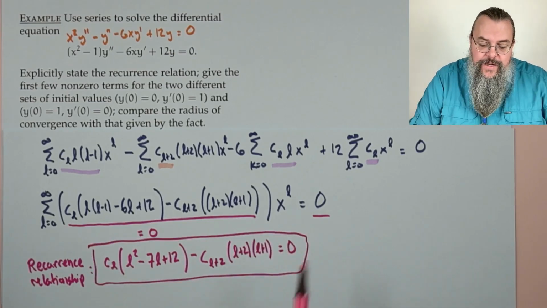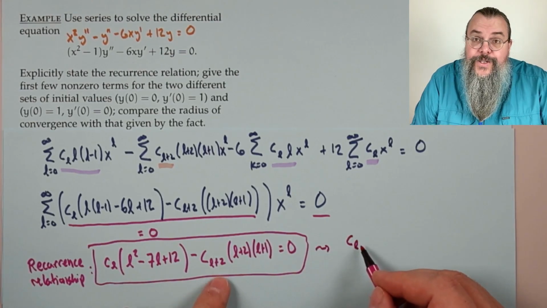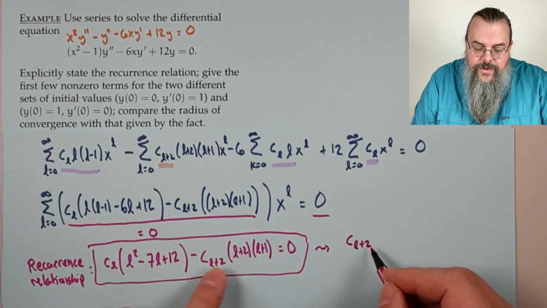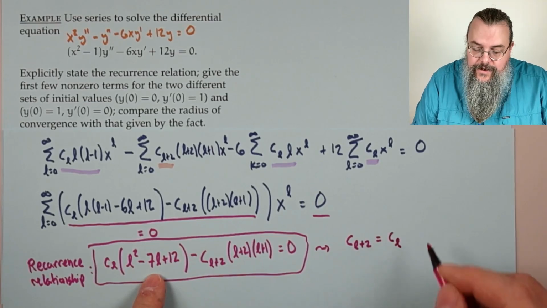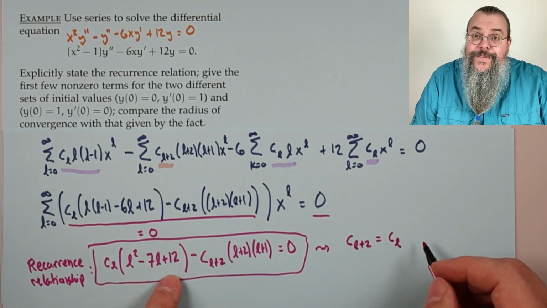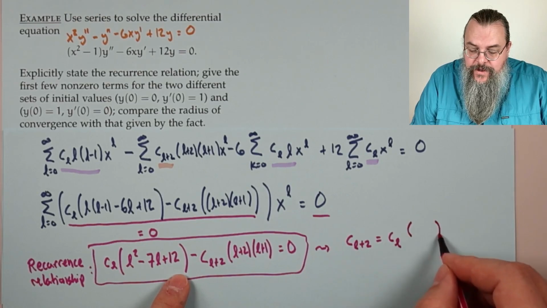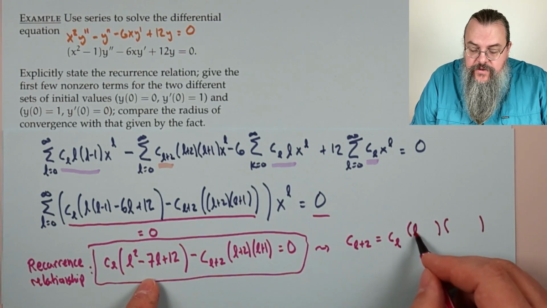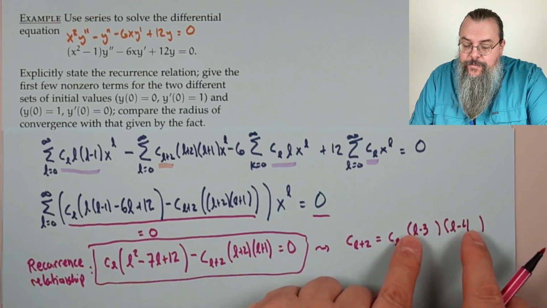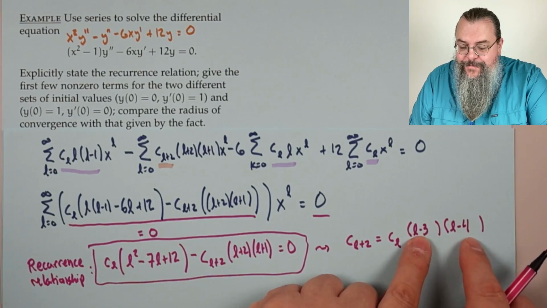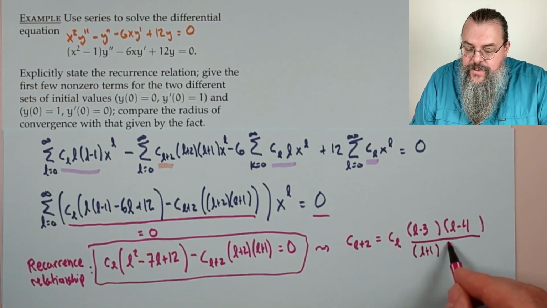Now, you could justifiably say that's the recurrence. I'm going to do one more thing. I'm going to actually solve for CL plus 2. And so I'm solving for the largest subscript. So CL plus 2, what do you do? You move it across and divide. Well, that's your coefficient CL. And notice that L squared minus 7L plus 12 factors. What does it factor as? Well, it's L minus 3, L minus 4, right? Check. L squared minus 4L minus 3L is minus 7L plus 12. Divide that by, and downstairs L plus 1, L plus 2.